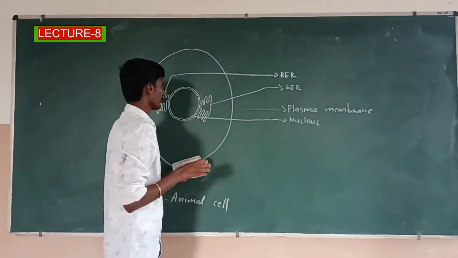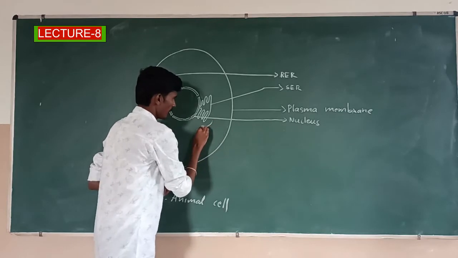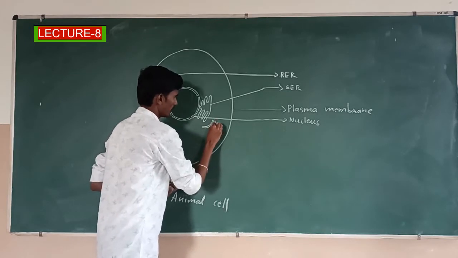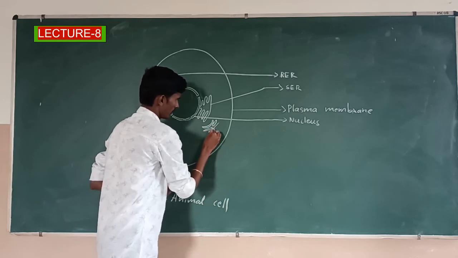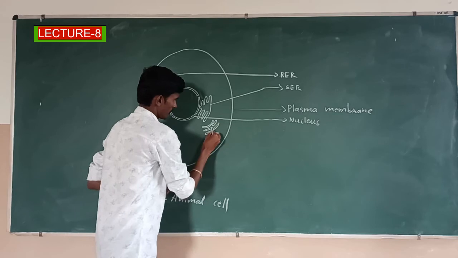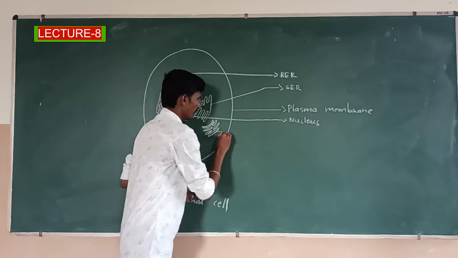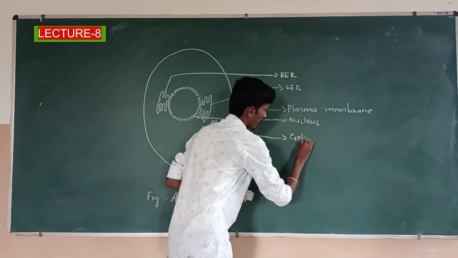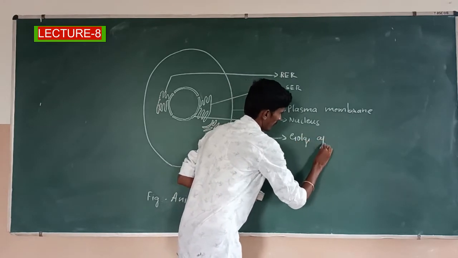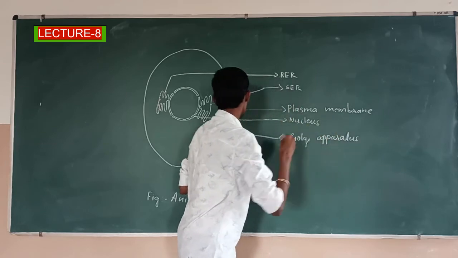Near the endoplasmic reticulum, a flattened structure, a plate-like structure. It is arranged in parallel. It is a stalk-like structure. This is called as the Golgi complex or Golgi apparatus.